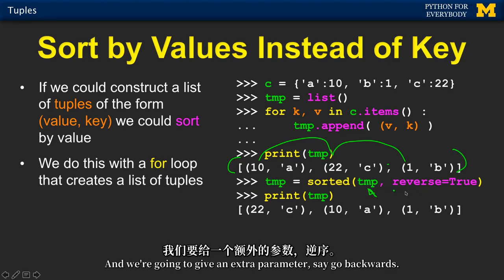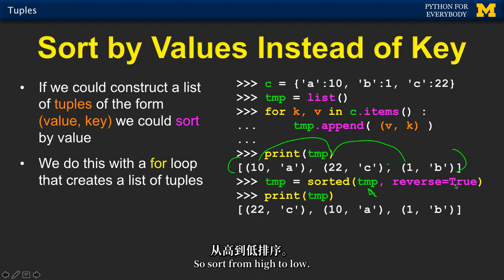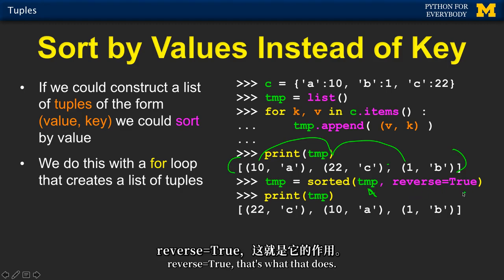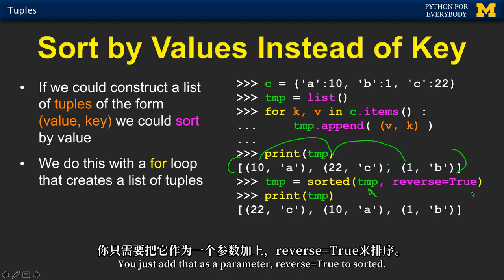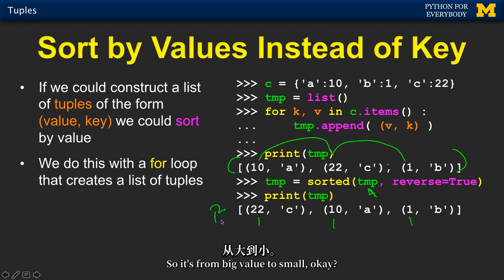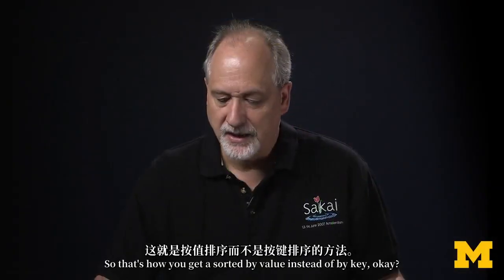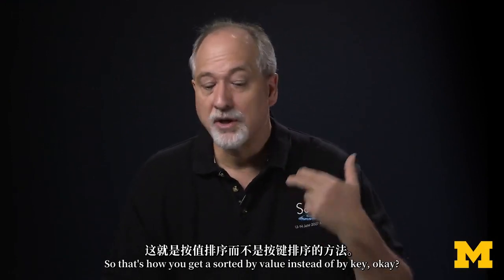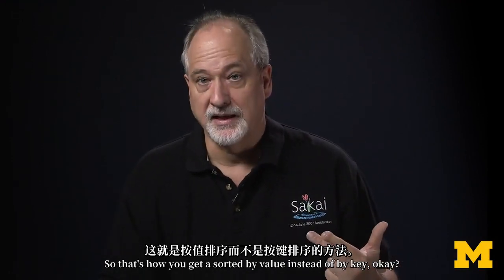And we're going to give an extra parameter, say go backwards. So sort from high to low. Reverse equals true, that's what that does. You just add that as a parameter, reverse equals true, to sorted, and then we print this out. So it's now 22, 10, 1. So it's from big value to small. Okay, so that's how you get a list sorted by value instead of by key.